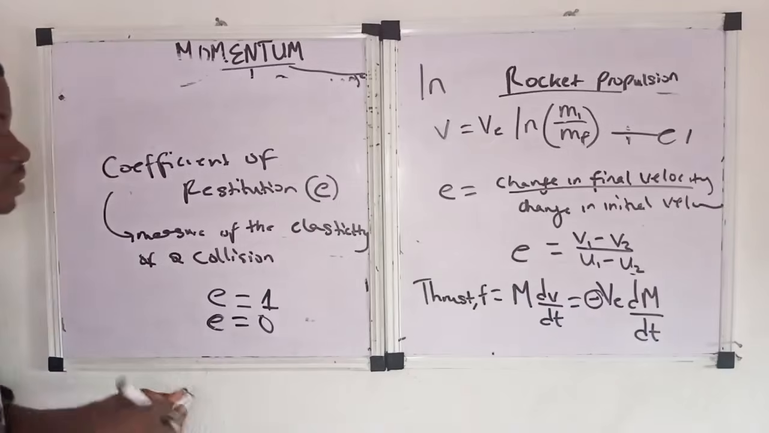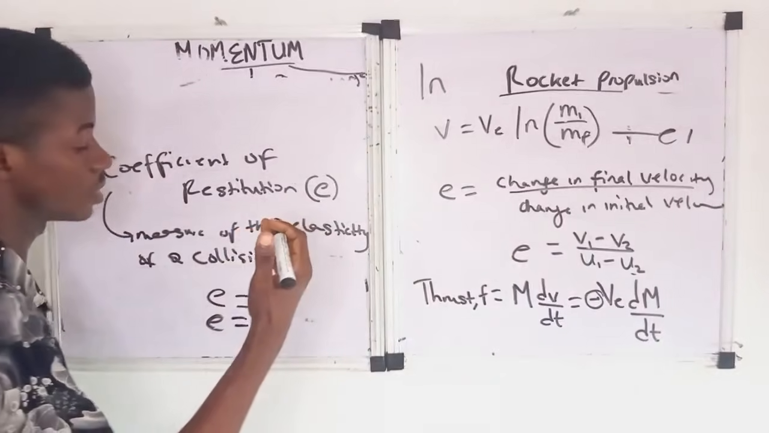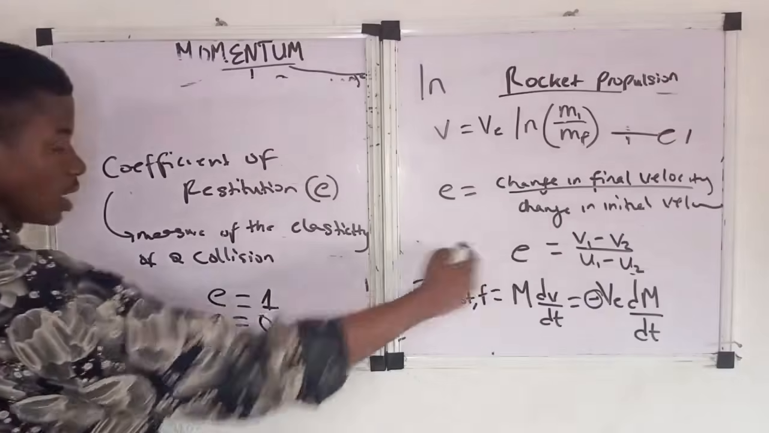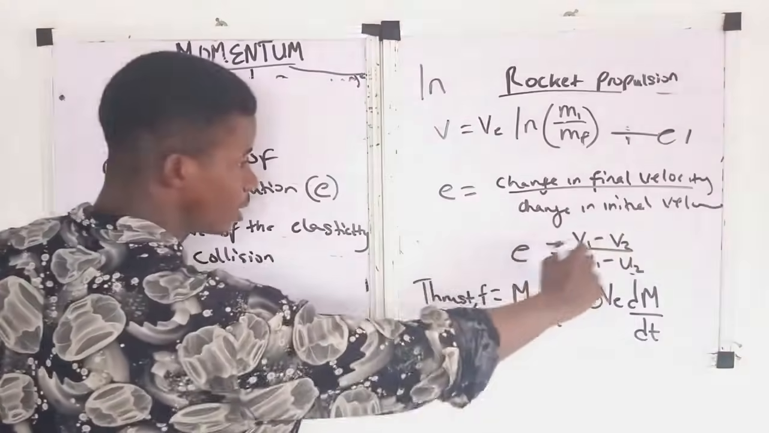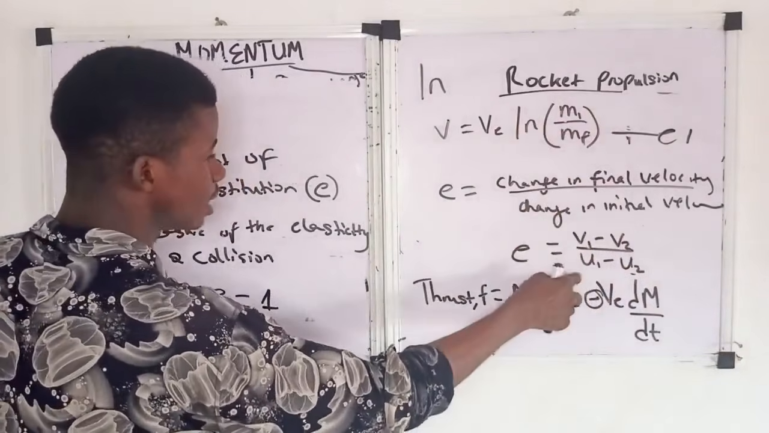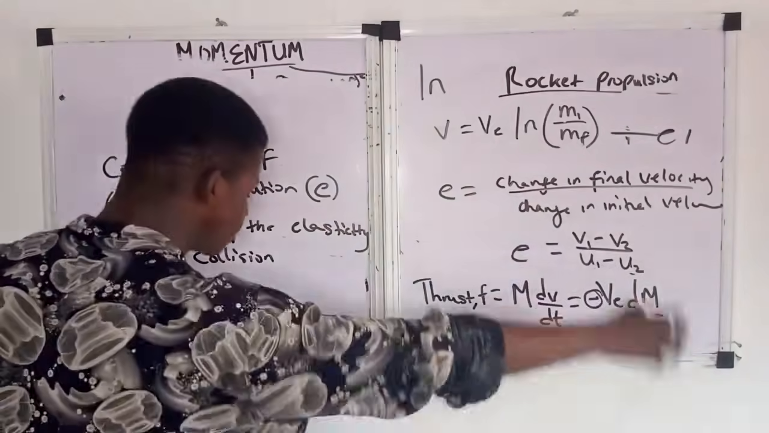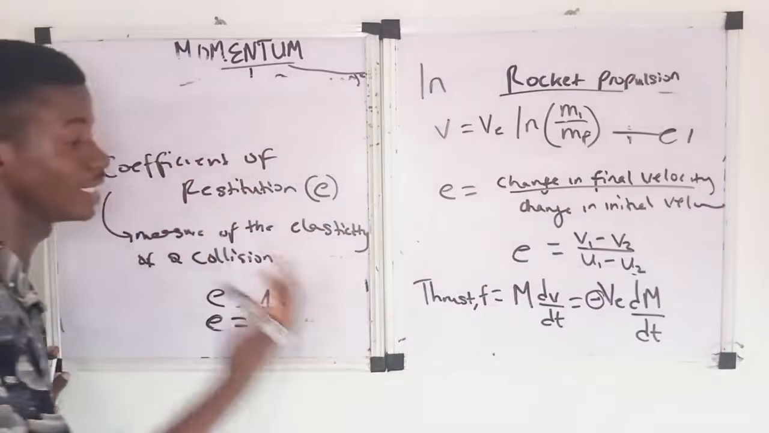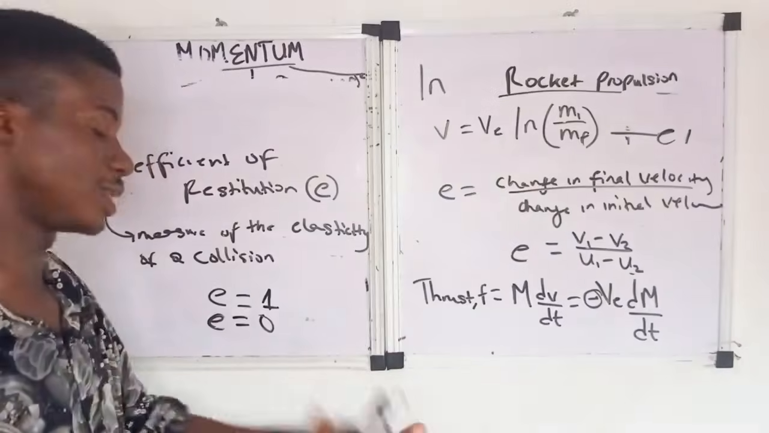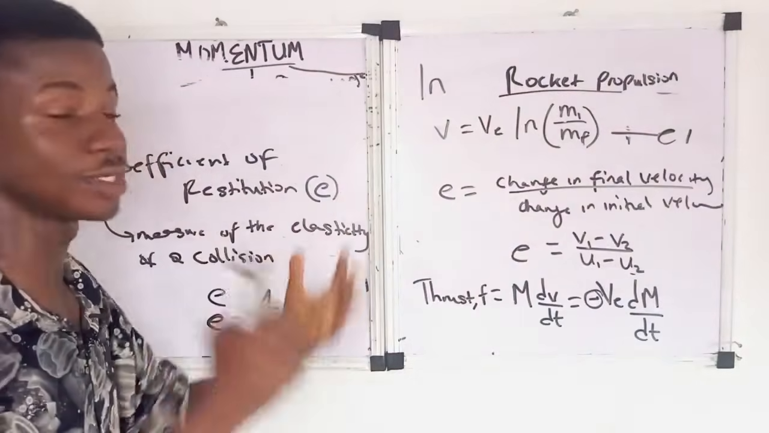If they give you a particular question and ask whether the collision is an elastic collision, you solve using this formula. This one is the final velocity of the first object, this is the final velocity of the second object, and these are the initial velocities of the first and second objects. If you solve using their velocities and you get 1, you know that the collision is elastic. But if you get 0, you know that the collision is inelastic. So now let's move to the next part, which is questions and answers.